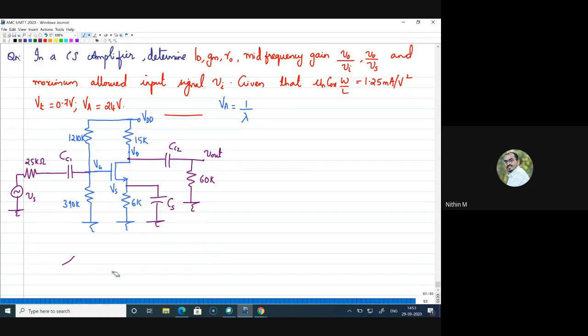Probably you are familiar with the circuit, and you would have understood this as an RC coupled amplifier, but using BJT. Now the same circuit with a MOSFET. Right. So this is the circuit given.